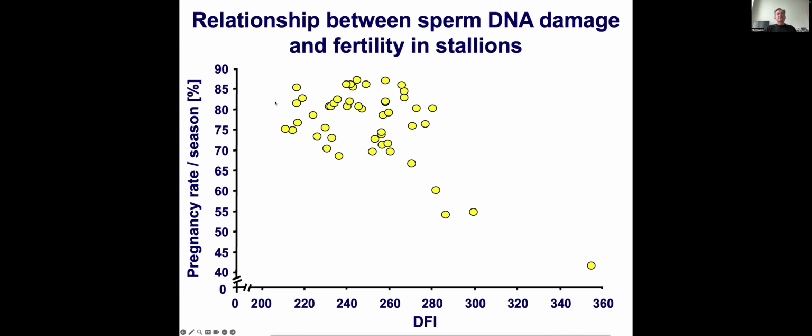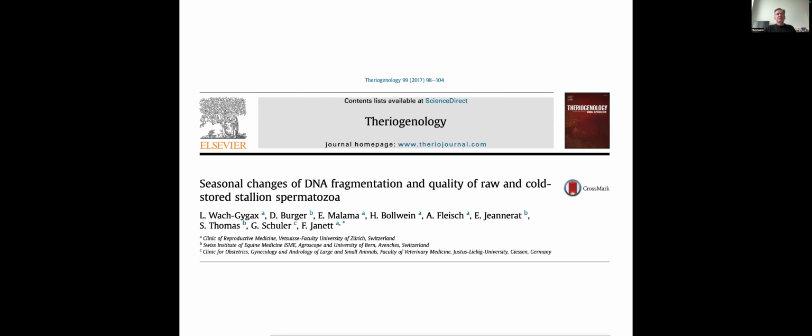these stallions. Here you see the pregnancy rate per season, and these were 4 stallions with a high DFI value, which showed a distinctly lower pregnancy rate per season compared to the others. This effect on fertility was shown in nearly all species, meaning in humans, pigs, bulls, stallions, and dogs. So this is a very important assay for determining the fertility of animals.